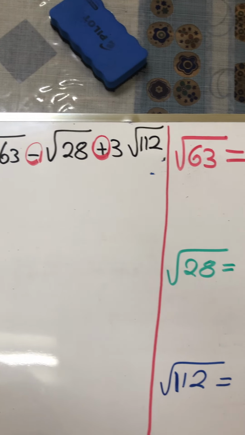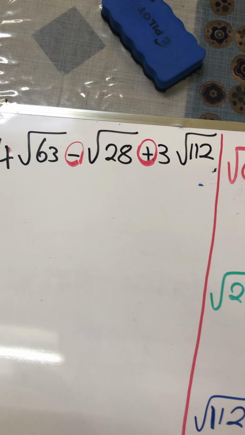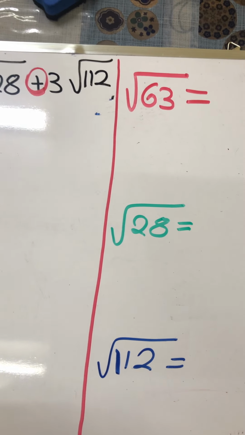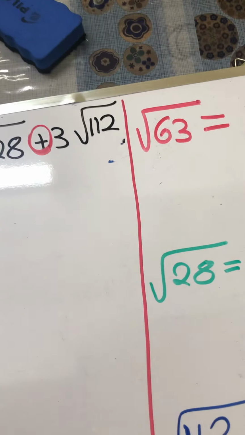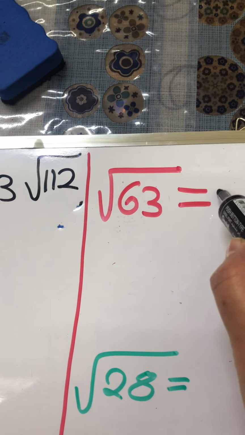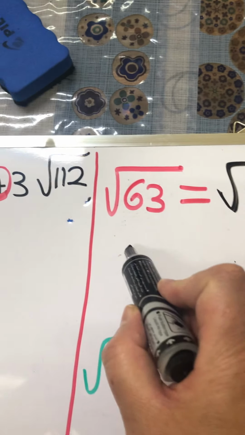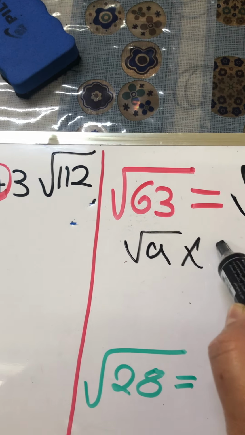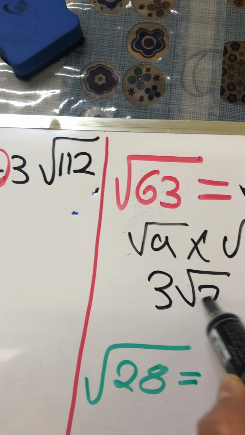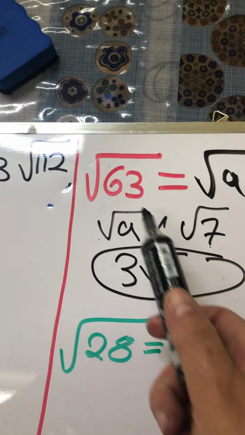I prefer to make them aside. Find the simplification of square root 63, simplification square root 28, simplification square root 112, and then return again to solve them. Square root of 63 comes from 9 times 7. Okay, so now I have a square root of 9 times the square root of 7. Square root of 9 is 3, and square root of 7 is still square root of 7. So by this way I simplified 63.